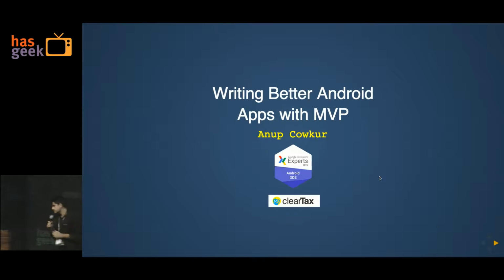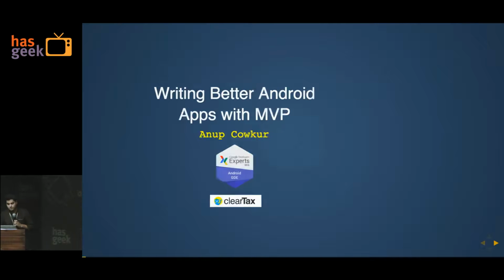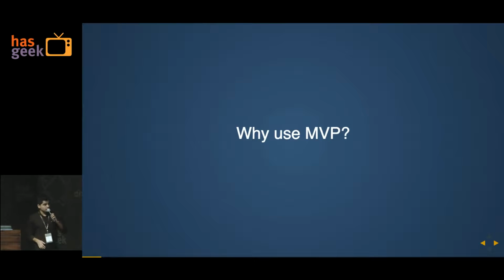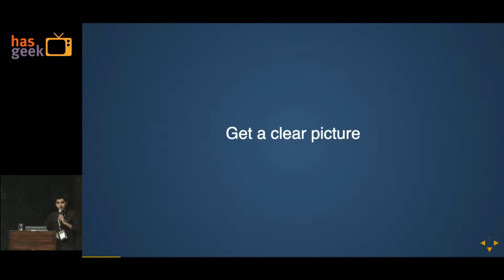So let's get started. So first of all, MVP is not minimum viable product. It's model view presenter. It's an architectural pattern you can use in your code. Okay, and so why do we use this? Is the first question. MVP allows you to get a clear picture.